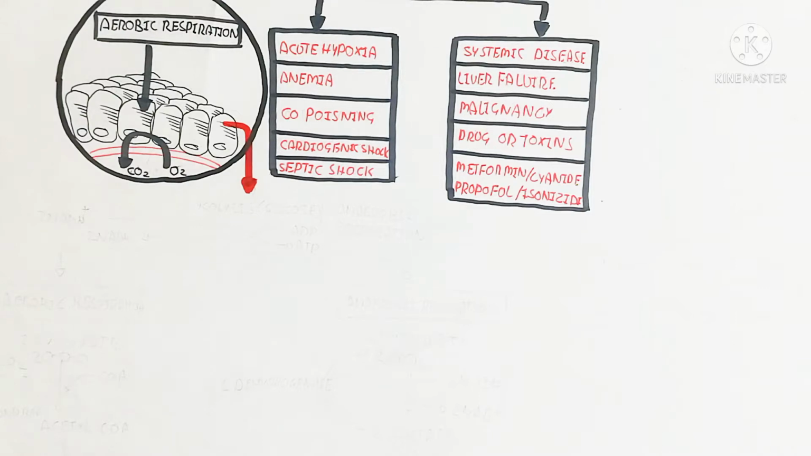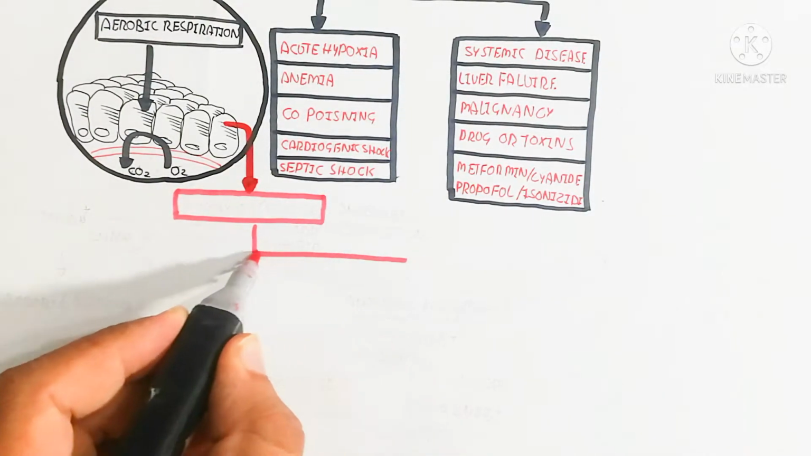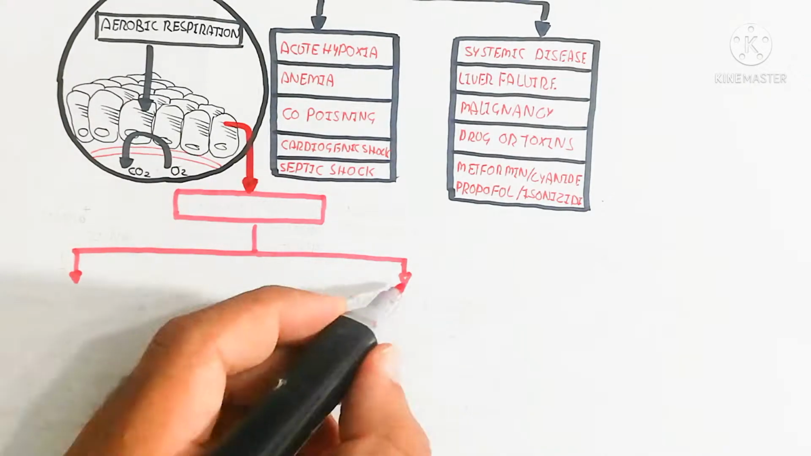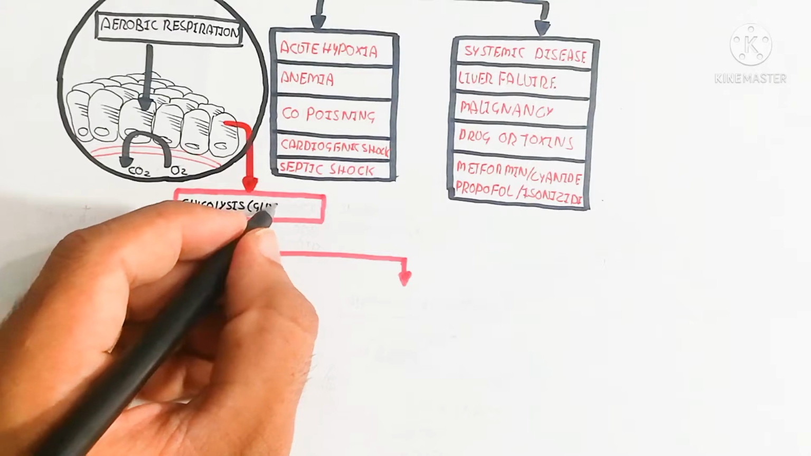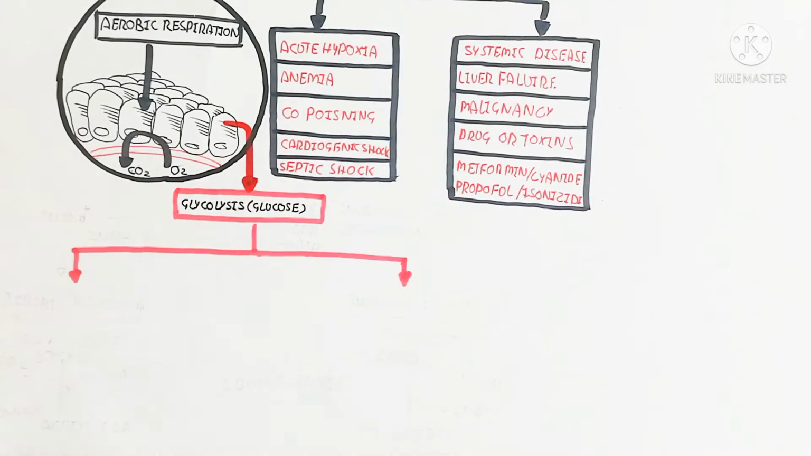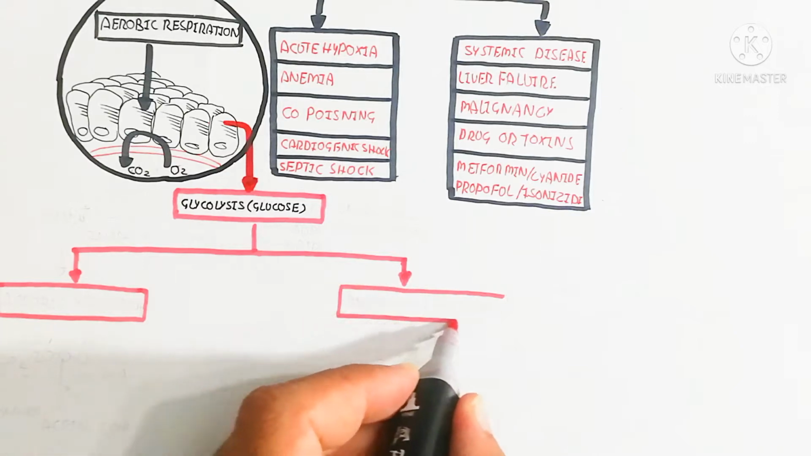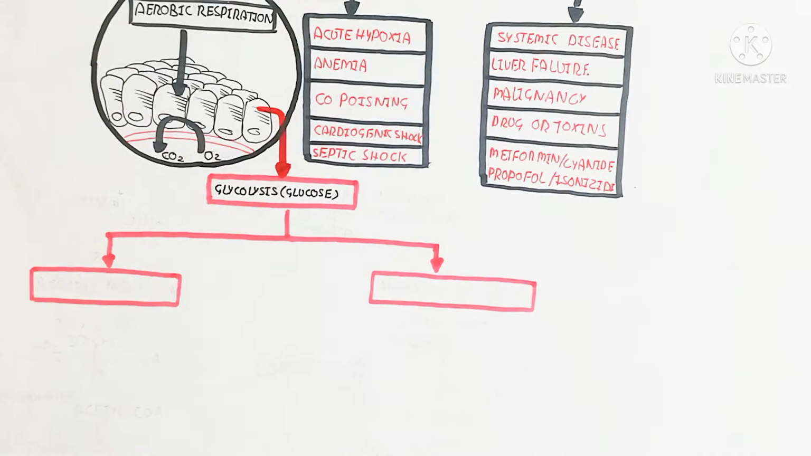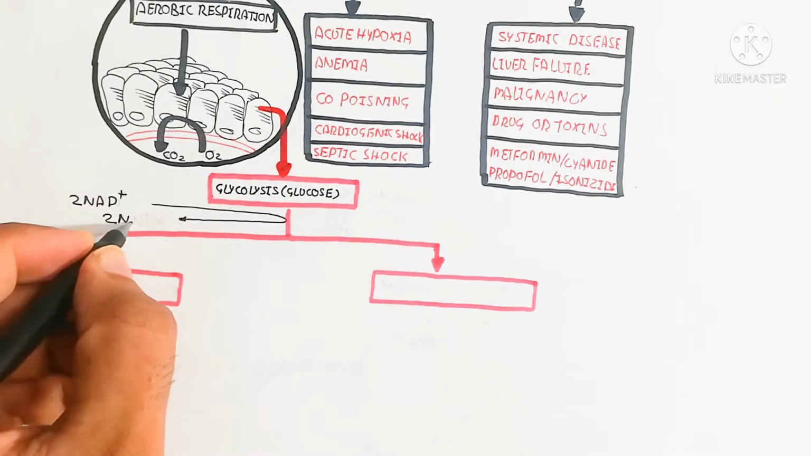So let's begin to understand first the anaerobic respiration, that is glycolysis. Glycolysis is basically the breakdown of glucose without using oxygen, known as anaerobic respiration, which produces 2 ATP as well as 2 NADH. This 2 ATP is used as energy during anaerobic respiration.